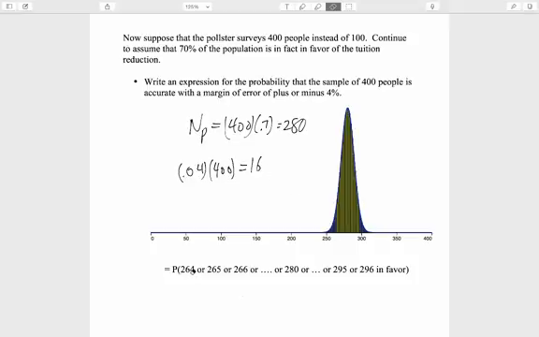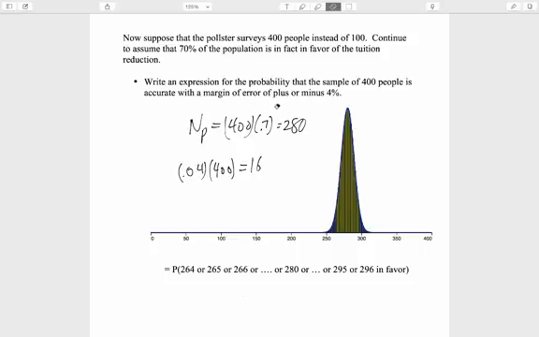That means 264 or 265 or 266, etc., all the way up to 295 or 296 in favor. Any number of people in favor of the tuition reduction, ranging from 264 in favor, that's exactly undercounting by 4%, all the way up to 296 in favor. That would be a sample that has 4% too many people saying yes, I'm in favor. Any sample with the number of people in favor of the tuition reduction within this range counts towards our event. Any such sample is reasonably close to representative of the true population, with a margin of error of plus or minus 4%.